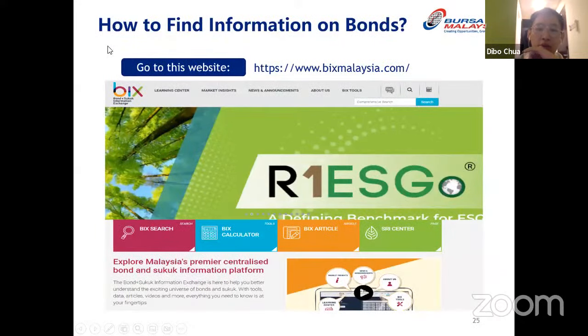Here we come to how you find information on bonds. Finding information on bonds is very different, because for stocks, we usually go to the KLSC screener. In that kind of platform, you have all kinds of information, the news, the dividends, and all the quarterly reports. But for bonds, it's a totally different view. If you guys want to learn, you have to really understand about bonds.